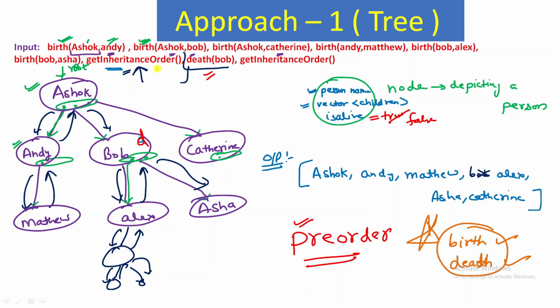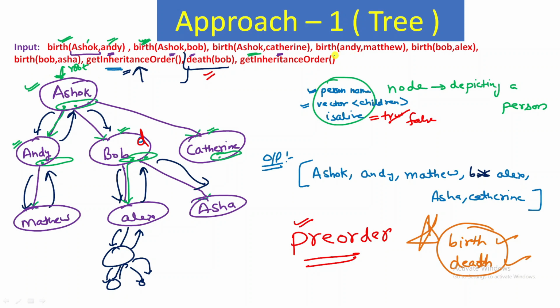Now when the next birth came, I say Bob is the child, and who is the parent? Ashok. So I will be searching for Ashok. Here, the first time, I got Ashok, so I add Bob. Here also I got Ashok, so I just added Catherine. So there is no time complexity related problem here, because I got the parent the first time.